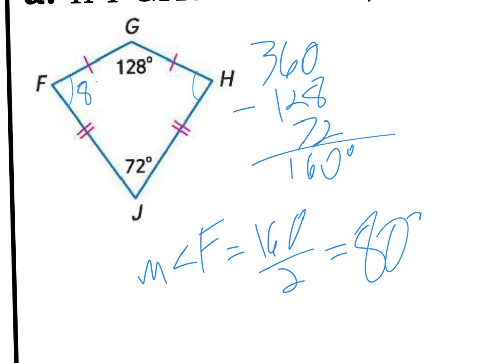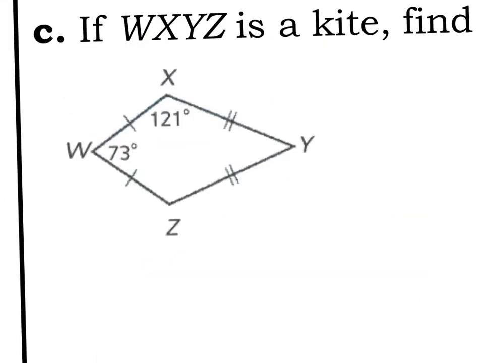Because that'll make this 80, that'll make this 80, which add up to 160, plus this 128 and 72. This adds up to 200. 200 plus 160 is 360. So in this example here, I'm not giving you opposite angles, so you have to use your judgment.